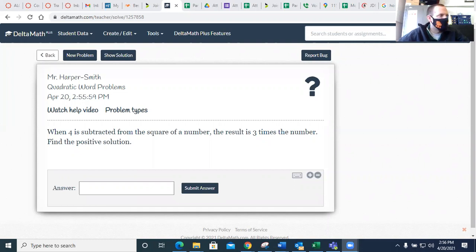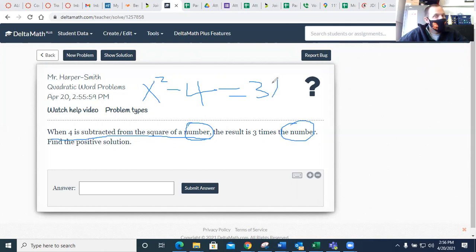So with this problem, it says when 4 is subtracted from the square of a number, so x squared, we're subtracting 4, the result is 3 times the number. So we've got the number. I used x for the number. So if it's 3 times the same number, that'd give me 3x. That's how we set it up. But we've got to figure out what the positive number is.